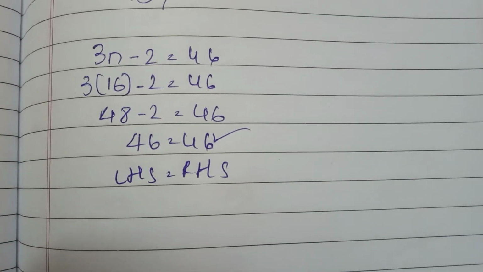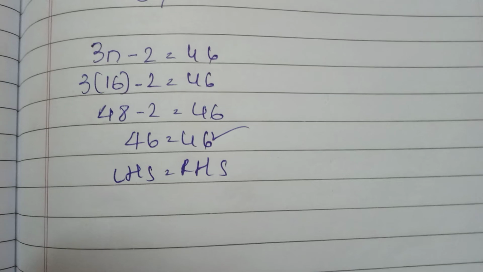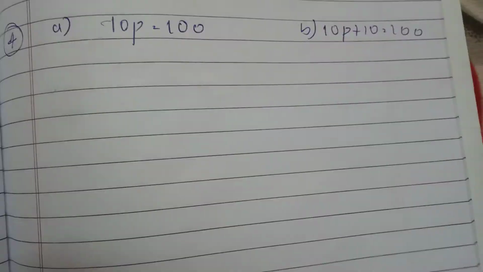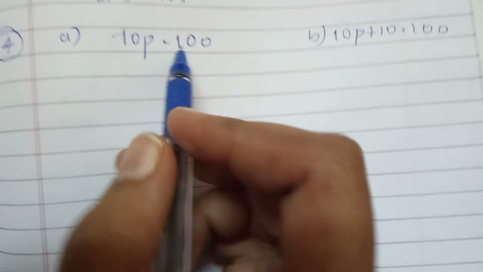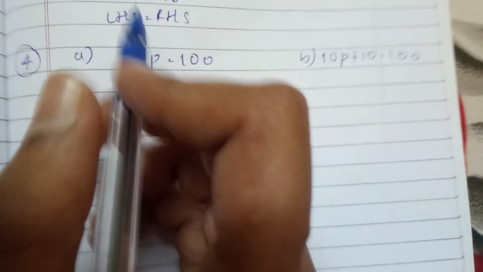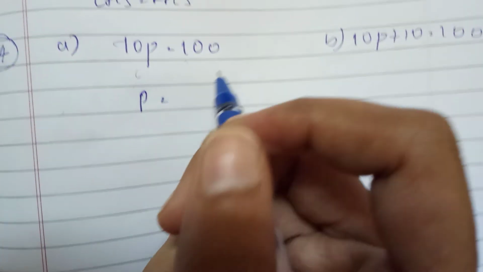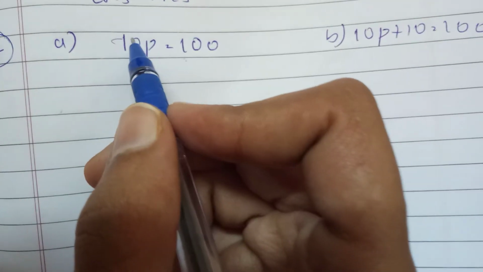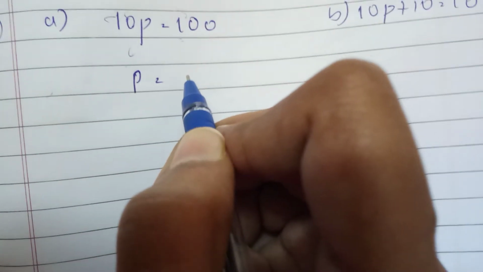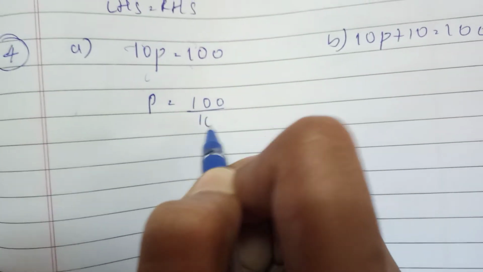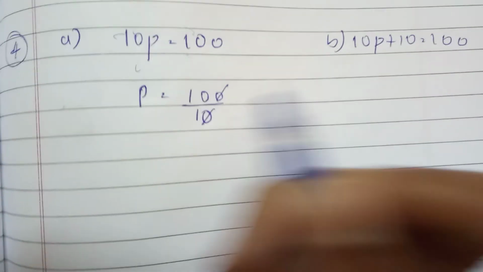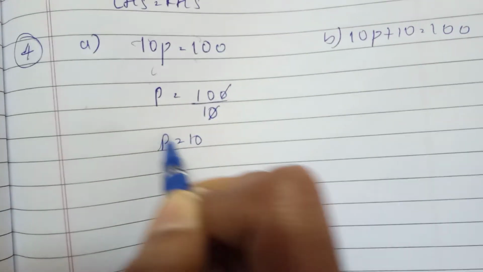Okay, let's solve the fourth one now. The fourth question is also same. You need to solve the equation now. So it is 10P is equal to 100. Now if I take the P out, it will get divided. So 100 divided by 10. So 10 tens will go. P equal to 10.